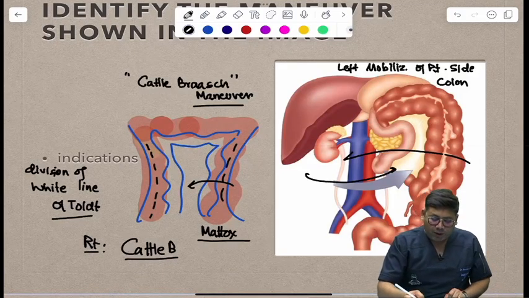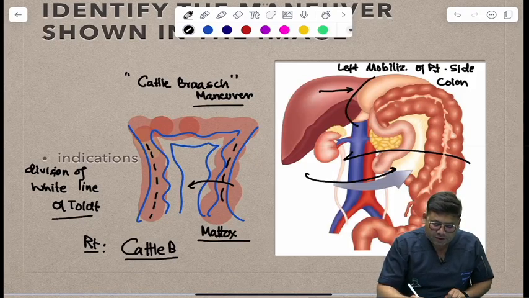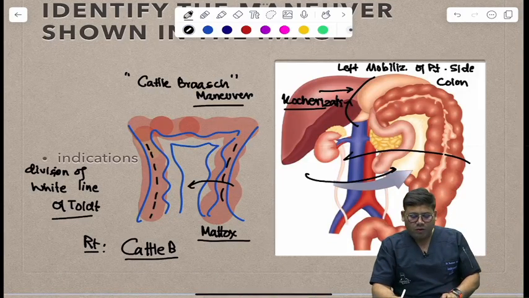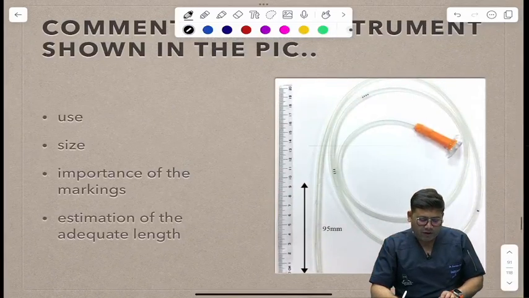And if I do the mobilization of the duodenum, this is known as Kocherization. So these are certain important things that we need to understand. What is Mattox? What is Kocherization? This is really very important.